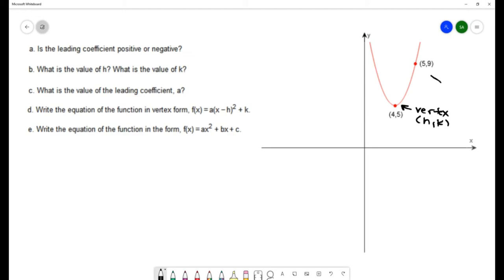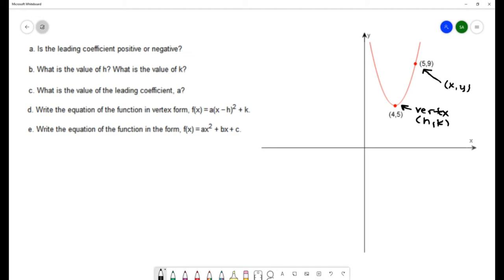And then we're given another point on our graph, and this point is the ordered pair (5, 9). And it does not have any special notation. It is just some ordered pair that is on the graph of this particular function. So let's go through the questions with this information.